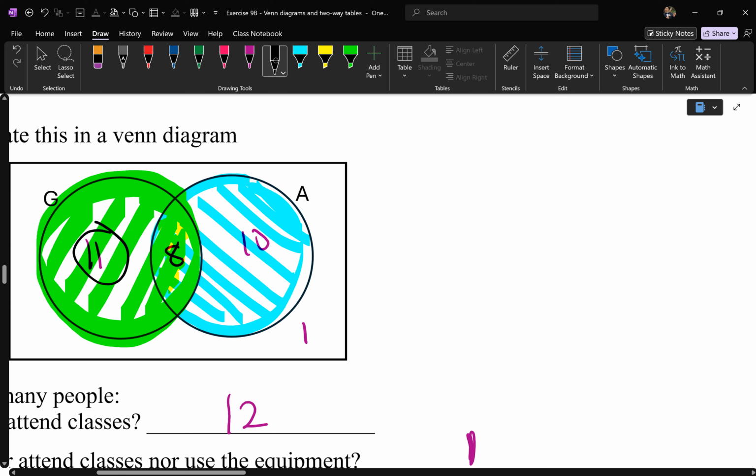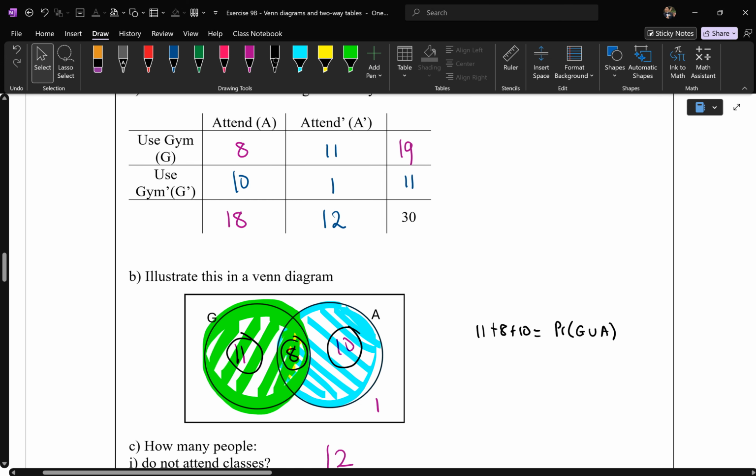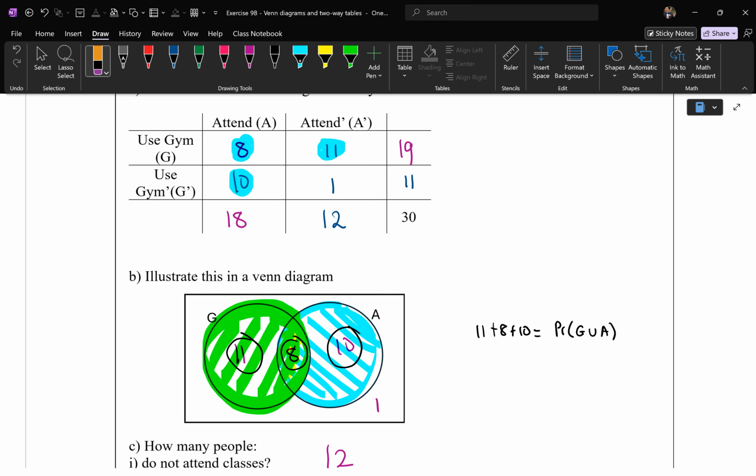There's 11 people here, 8 people here, and 10 people there. So in total, 11 plus 8 plus 10 gives me the union, the probability of G union A. Get that? And if you look at the two-way table, you can also see where 11, 8, and 10 are. If you add those three, except for the one that isn't part of A and not part of G, they will also give you the union. So that's another way to figure it out.